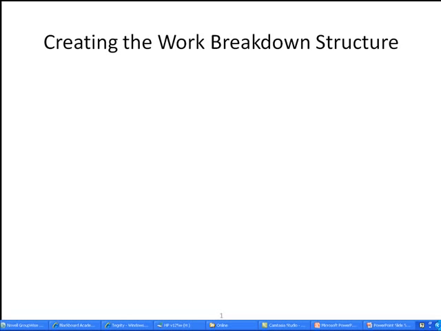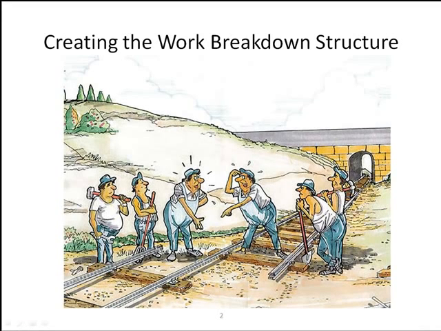Now here's what might happen if you have not planned your work using the work breakdown structure. Your train tracks might not meet. Something happened. Something didn't get planned right.